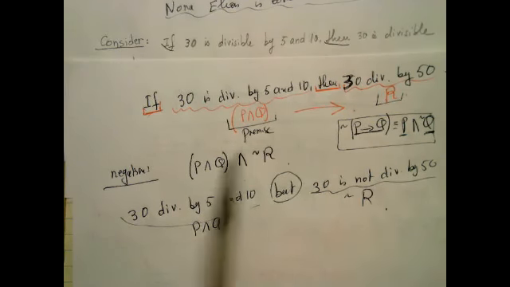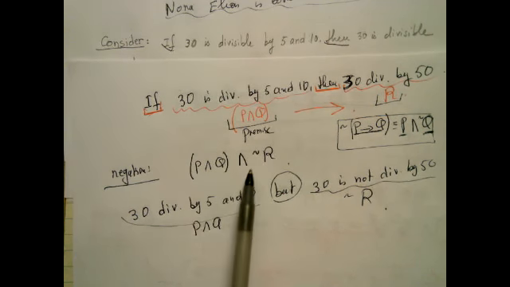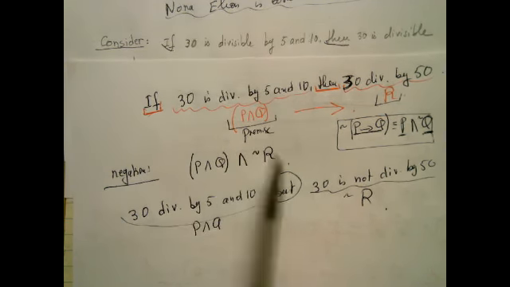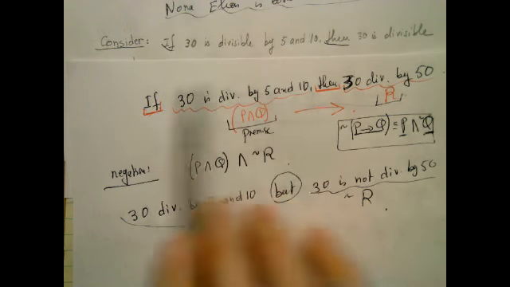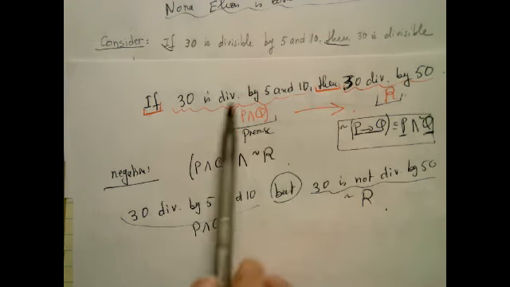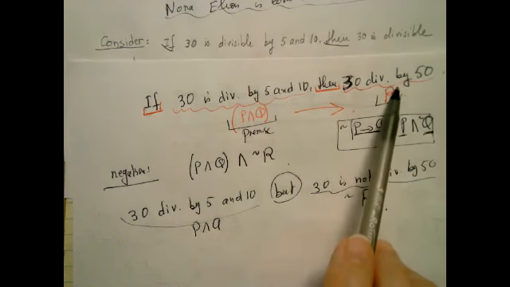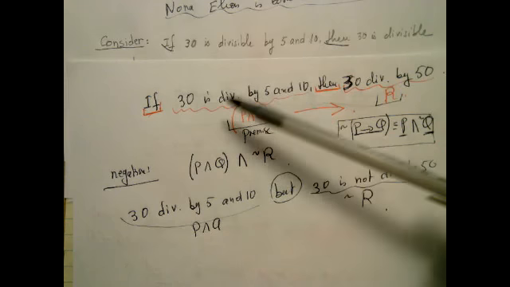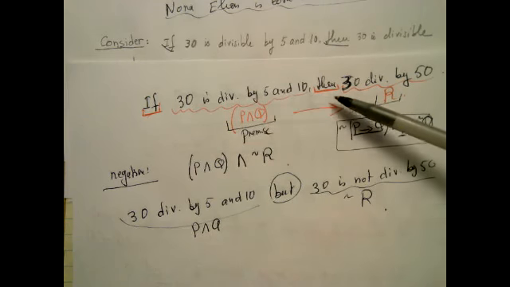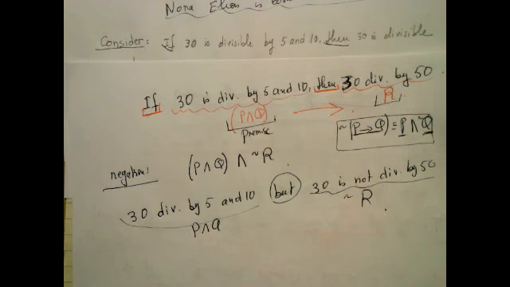So the negation is premise and not conclusion, whatever the premise are. The premise is what comes before the then. It's what's between the if and the then. So if 30 is divisible by 5 and 10, then how can this be false? So what's the negation? It means 30 is divisible, but 30 is not divisible by 50.